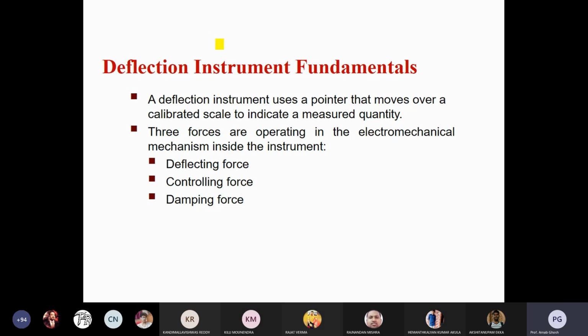So what are the deflection instruments and the fundamentals? What are the important things? A deflection instrument uses a pointer that moves over a calibrated scale to indicate the measured quantity. So how much quantity is there, you can easily measure. But if it is not properly calibrated, wrong data will be shown. So that's why it is important. Three forces are operating in the electromechanical mechanism inside the instrument, which I have already discussed. If you have any kind of doubt, you can ask me. No problem.